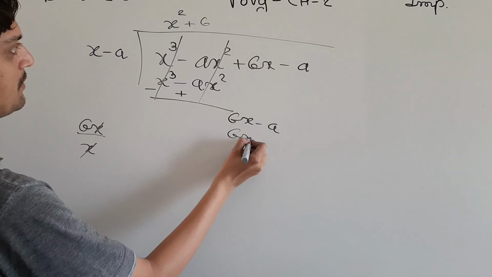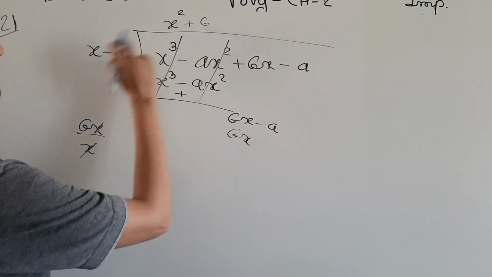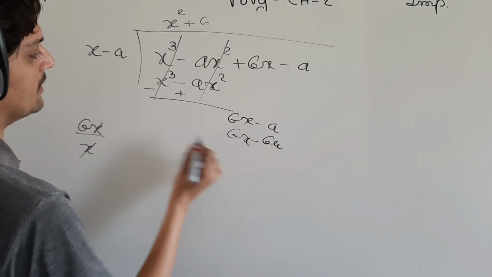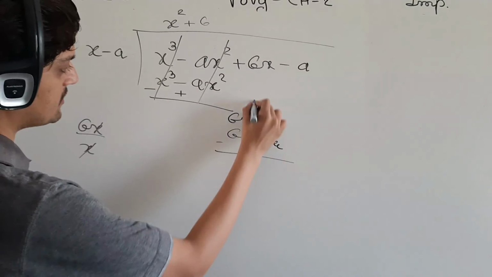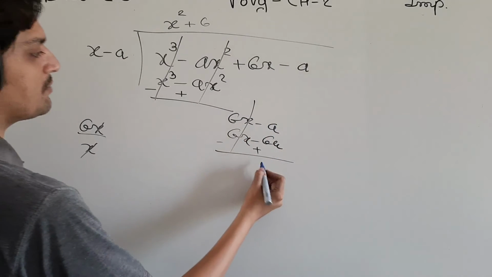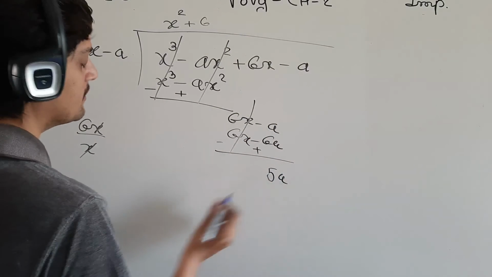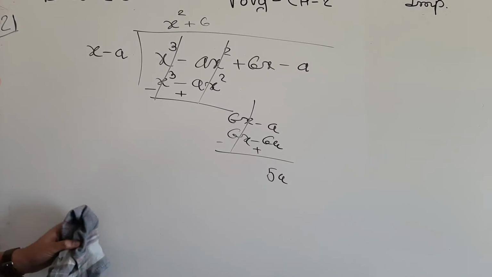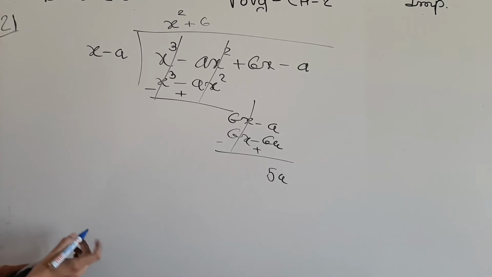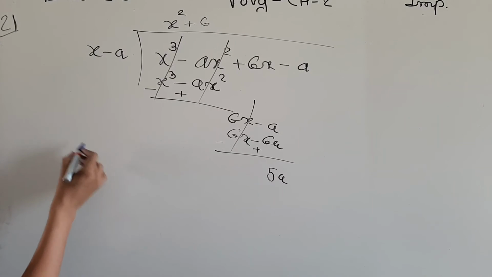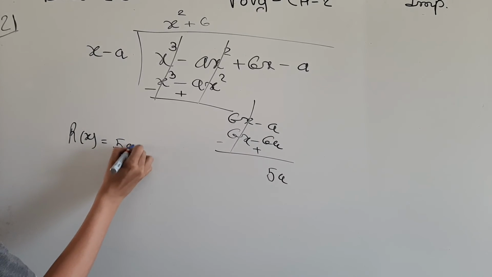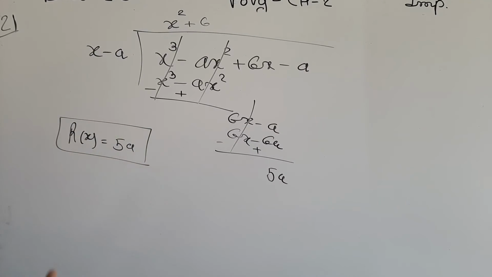6 into x is 6x, and 6 into a is 6a. Again the signs will change, the first term will cancel, minus a plus 6a gives 5a. So 5a is the remainder, because the question asks us to find the remainder. So r of x, the remainder, is nothing but 5a. Very simple question.